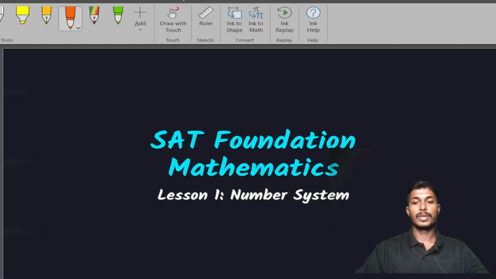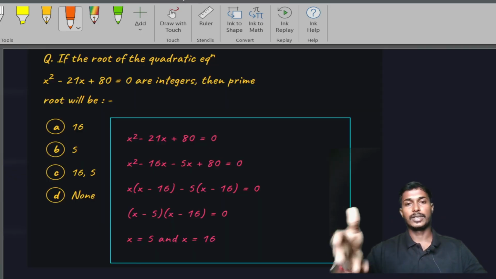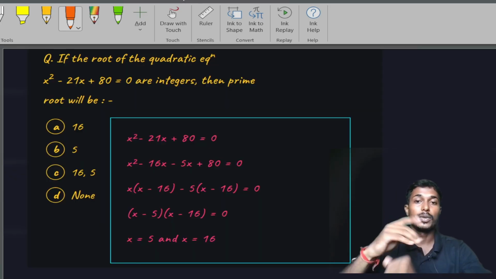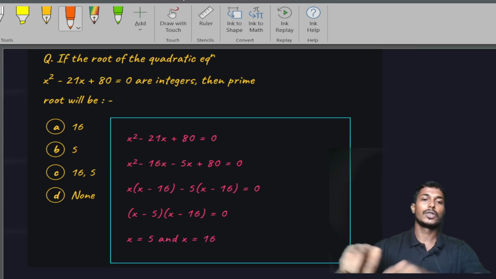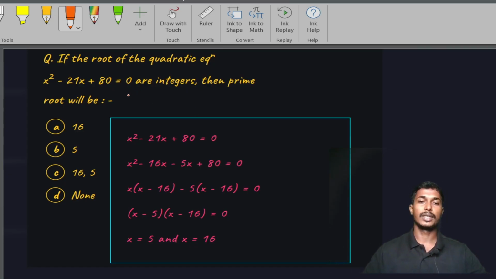And the very first chapter that we are going to study is number system. Many of you might be thinking this is not in the syllabus of the SAT examination. Now, the very next slide will tell you how important this chapter is for your SAT examination. So let us look at this question that might be asked in your SAT examination.